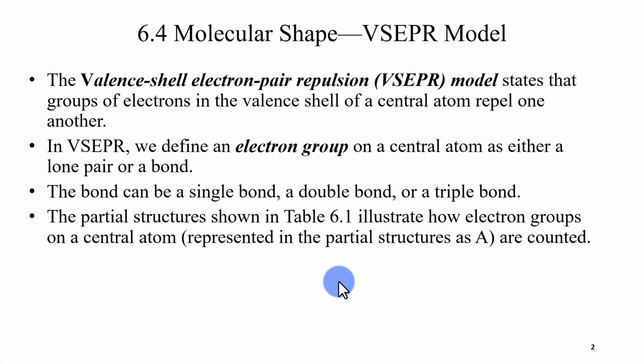Then we figure out from the table that I'm going to give you how the electron groups on that central atom are counted to figure out what the electron geometry is, the electron group geometry, and then how we get the molecular shape or the molecular geometry from the electron group geometry. So there are two different things that we're going to talk about. Make sure that you don't confuse the two.